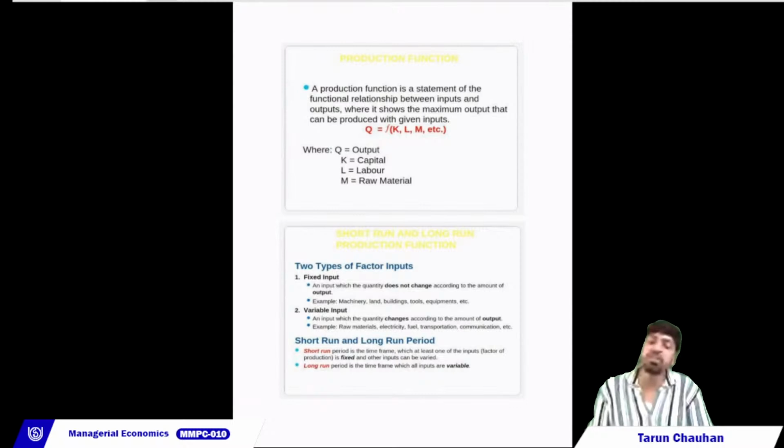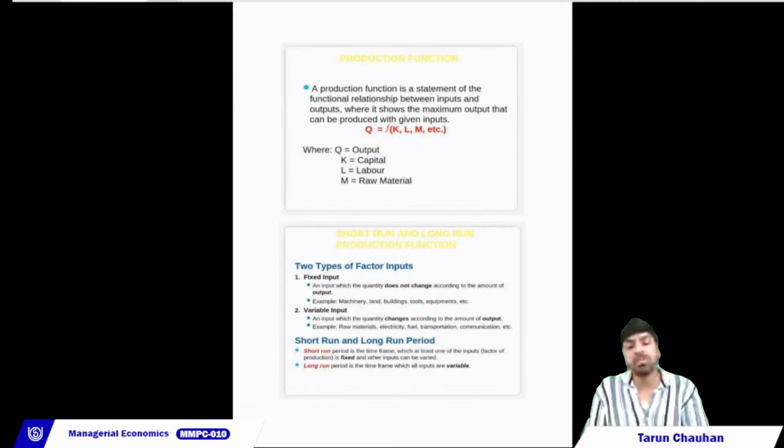So when we talk about the short-run period, within that particular time frame, the law of variable proportion will be followed, or you can say the law of factors of production. But when we talk about the long-run period, it's a time frame where the returns to scale, that is long-run returns to scale, will be applied. So these are the two main periods.